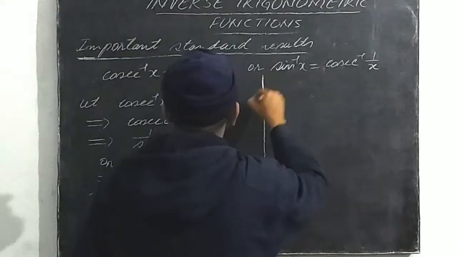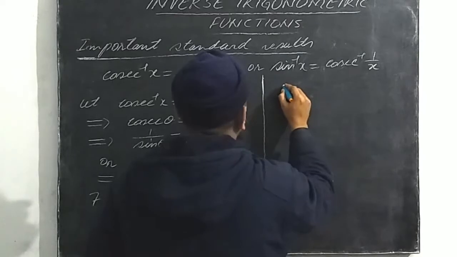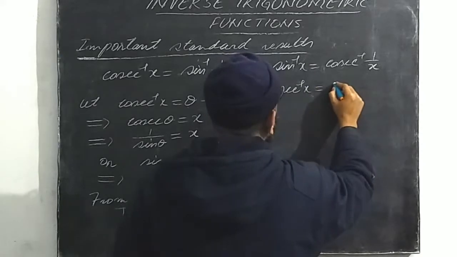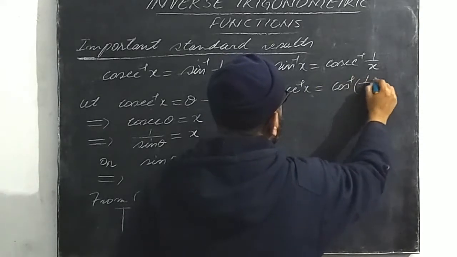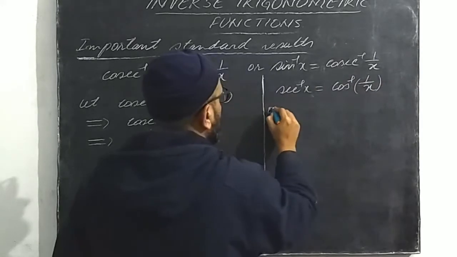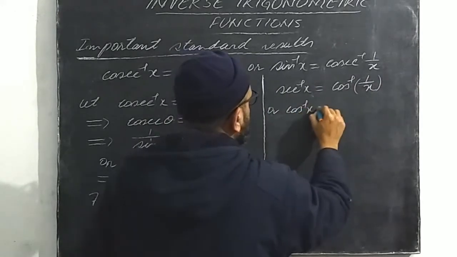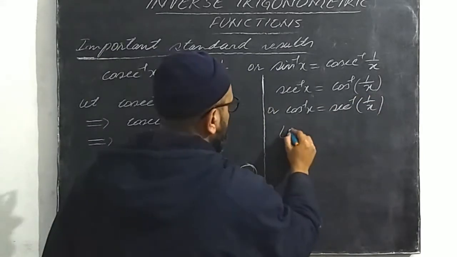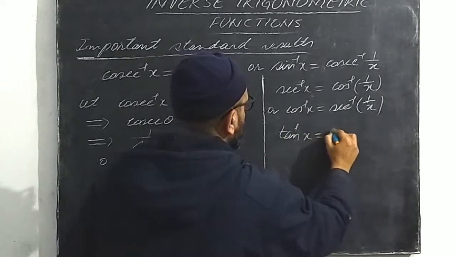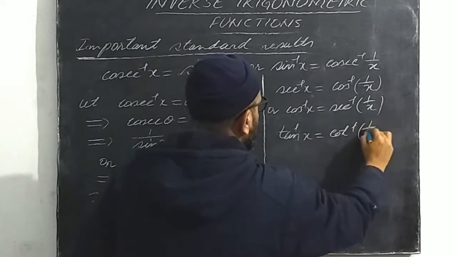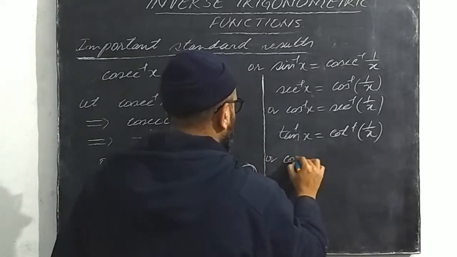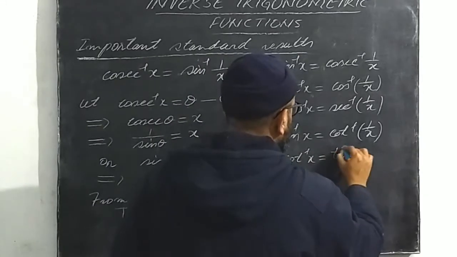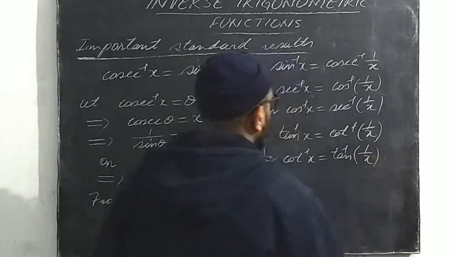So we have similar formulas for sec inverse and cos inverse. Sec inverse x is equal to cos inverse 1 over x, or cos inverse x is equal to sec inverse 1 over x, and tan inverse x is equal to cot inverse 1 over x, or cot inverse x is equal to tan inverse 1 over x.